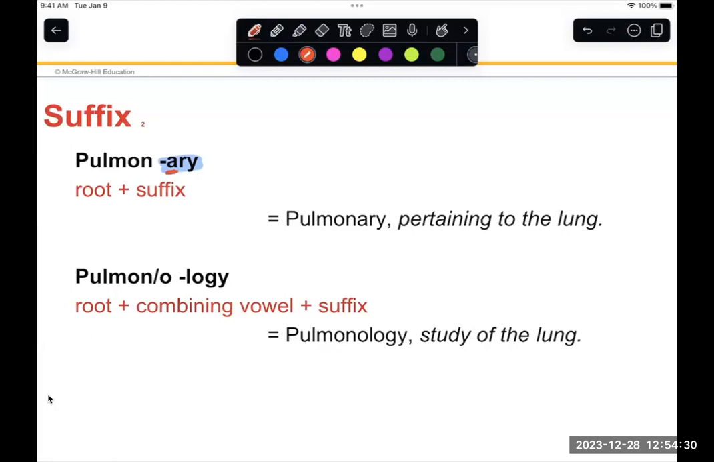If the suffix starts with a consonant, like our second example here, we start with L. L is a consonant. So we need a combining vowel in our word to make a word. So pulmonology, we have the root plus that combining vowel plus that suffix. So pulmonary means it's pertaining to the lung, while pulmonology specifically is that study of the lung.